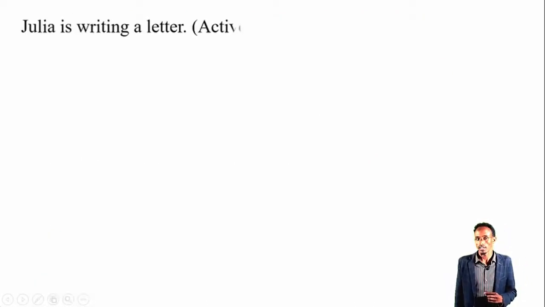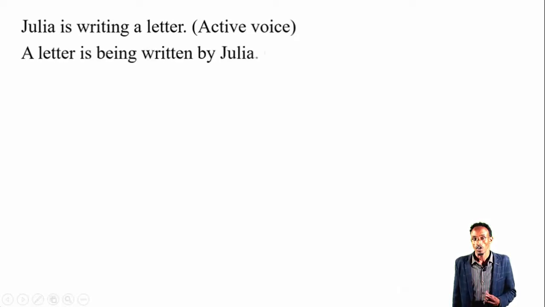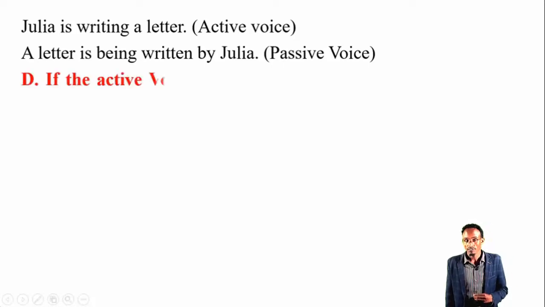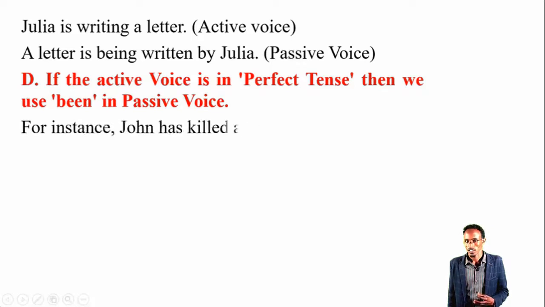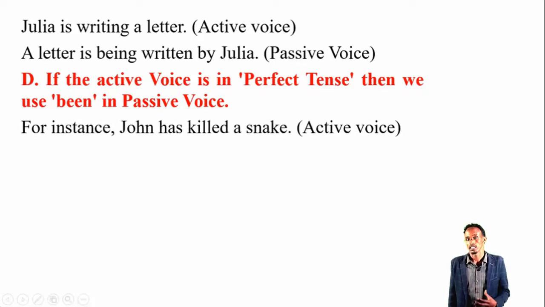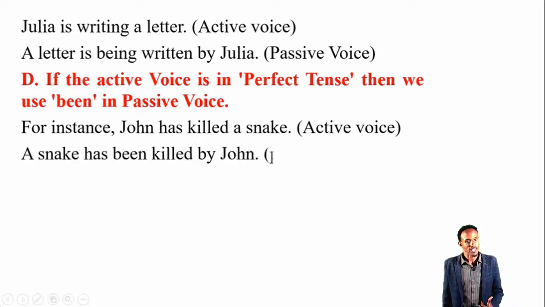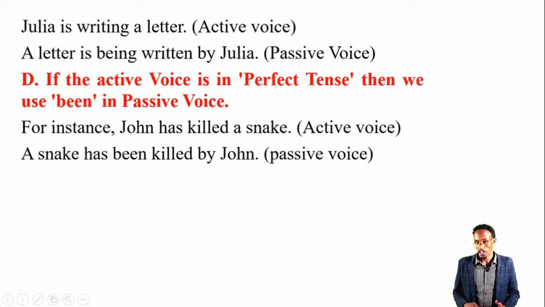Julia is writing a letter, or we may write that a letter is being written by Julia. If the active voice is in perfect tense, then we use been in the passive voice. For instance, John has killed a snake. And when we rewrite it to passive voice, it becomes: a snake has been killed by John.